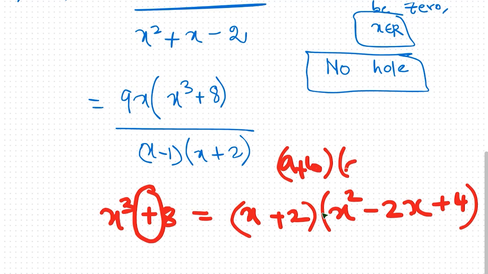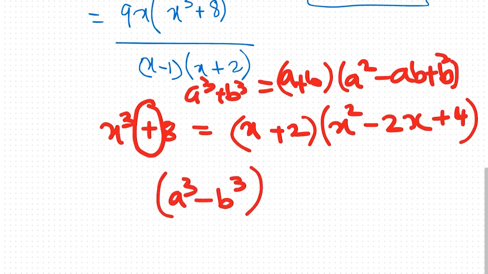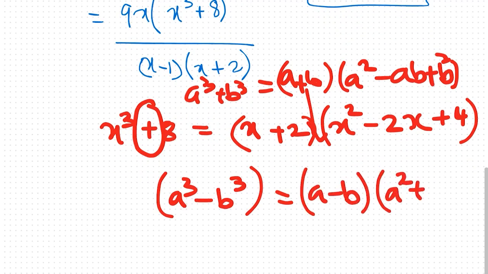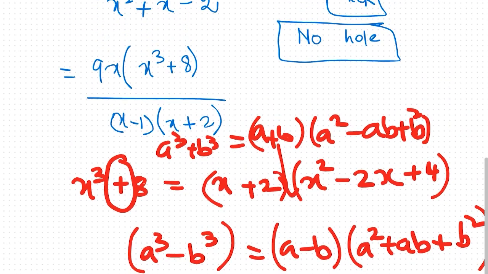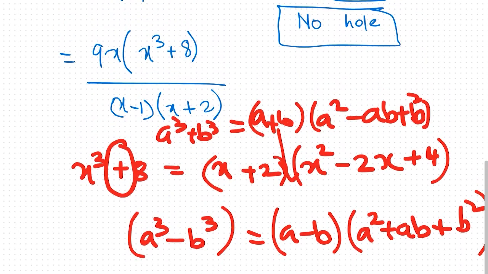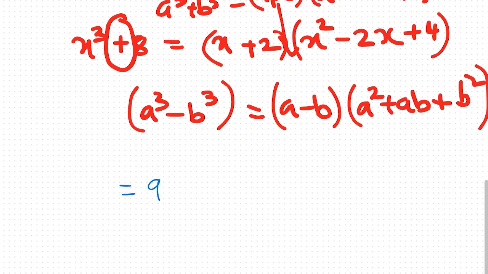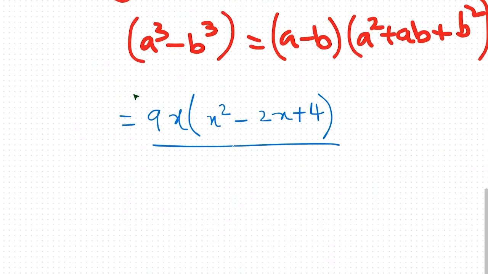See, a cube plus b cube is a plus b into a squared minus ab plus b squared. A cube minus b cube means, you flip wherever there is b, negative b. So a minus b, a squared plus ab plus b squared, like this. Anyways, so the hole is at negative 2. And one small thing is, 9x into x squared minus 2x plus 4 upon x minus 1.